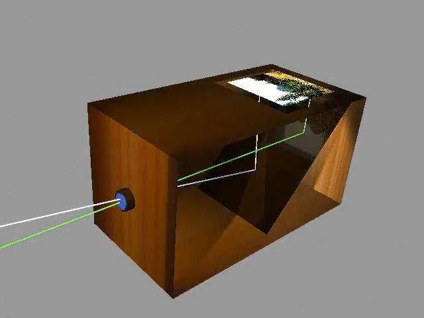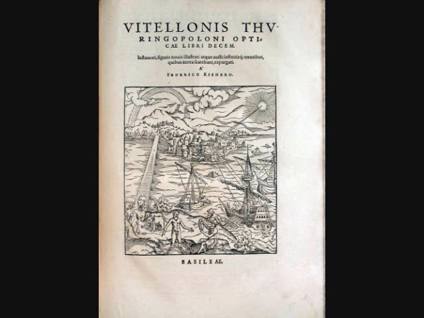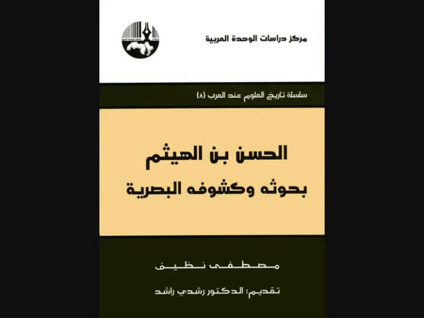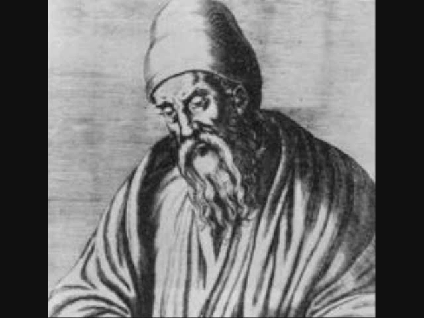Then there was a pinhole camera created by an Arab physicist named Ibn al-Haytham, who published his book called Book of Optics in 1021 AD. The camera was also known to be used in the 4th century BCE because Aristotle and Euclid wrote about them.